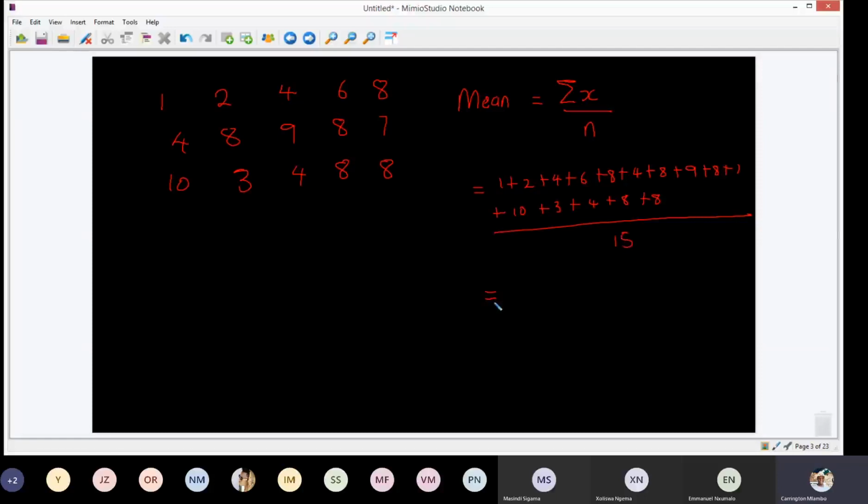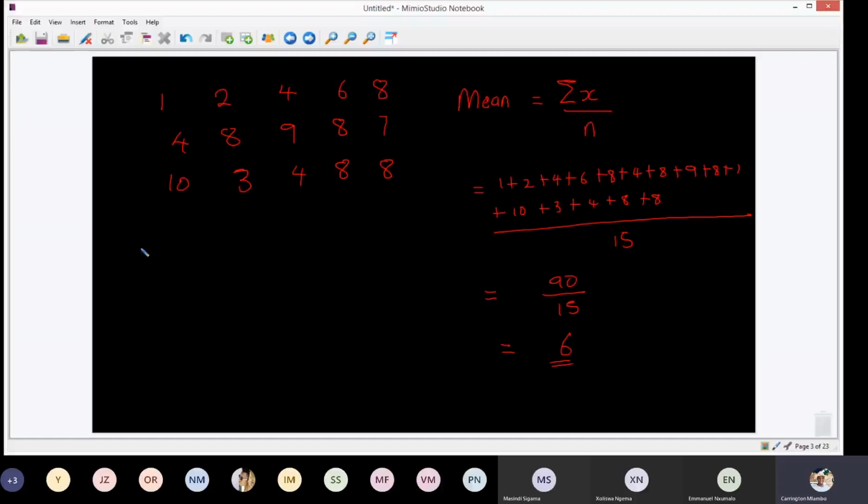So what do we get here? Eight plus. I'm getting 90 divided by 15. Then your mean will be equal to 6. That's how you calculate the mean. This is a measure of central location. So we start with the mean. This is what you know.